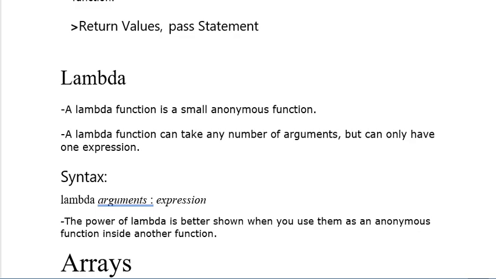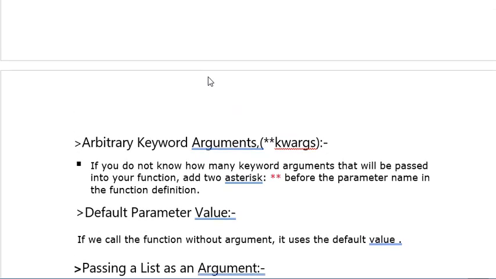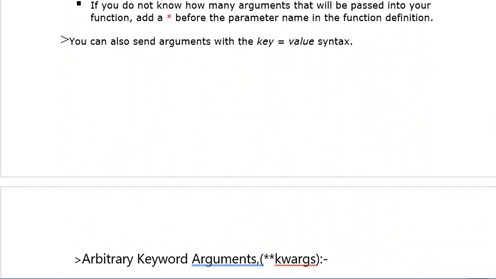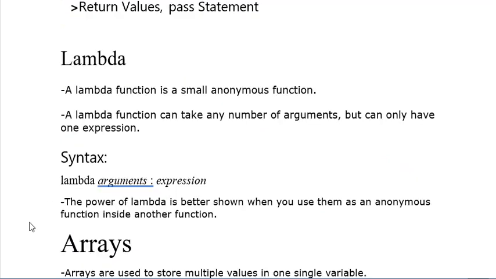In this video I'm going to explain about lambda in Python, and in my previous video I explained about functions. Now let's understand what is lambda in Python. A lambda function is a small anonymous function.